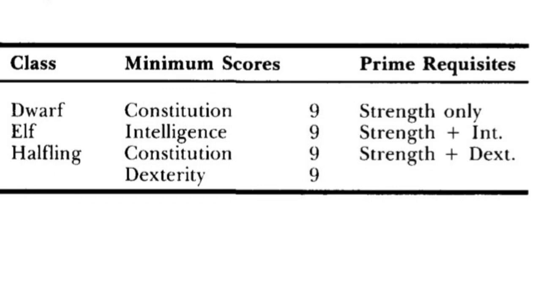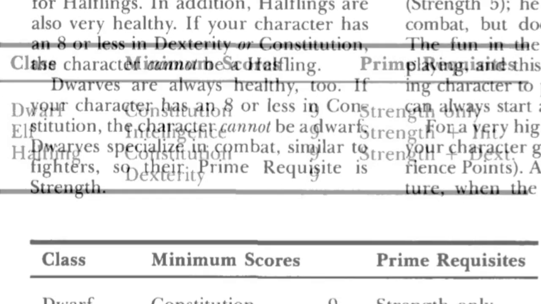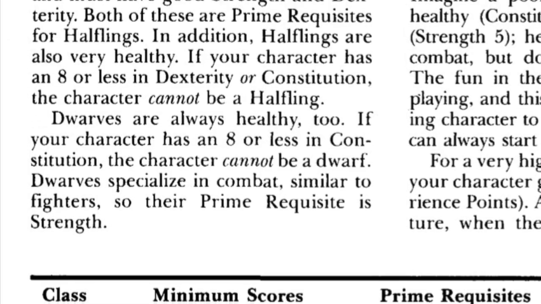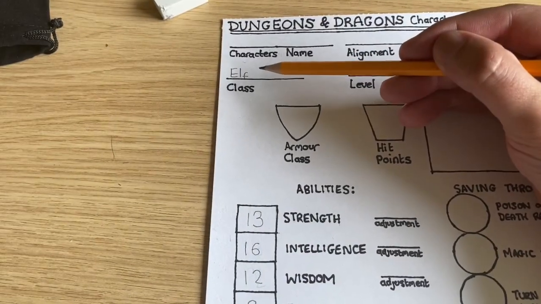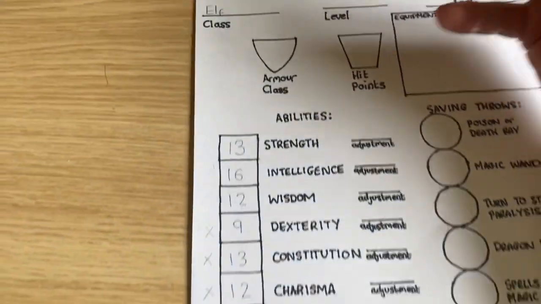The character that we've generated ability scores for has a 16 intelligence and a 13 in strength. So I'm going to opt for the elf, as the minimum score for an elf for intelligence is 9, so we're above that. And the prime requisites are strength and intelligence, and we have high scores for both of those, so we're going to opt to be an elf. So we've filled our character class in there, elf.